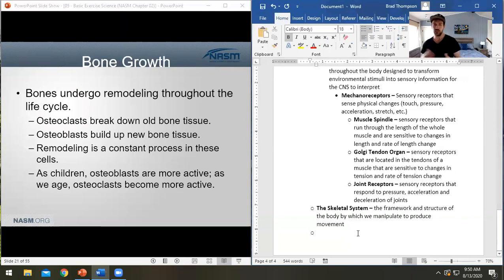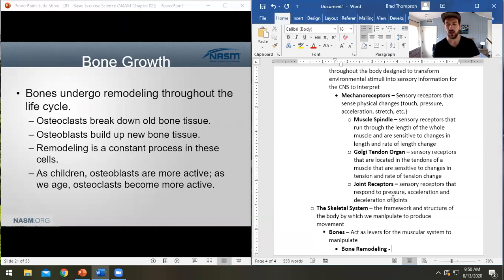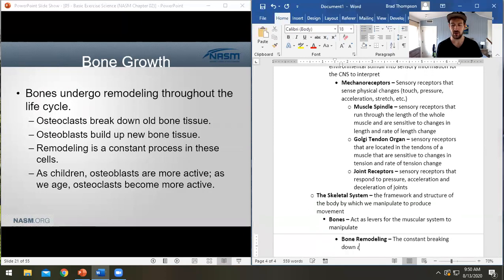So your bones, and we'll put the bones first, bones act as levers for the muscular system to manipulate. We'll get joints down in just a little bit, and then we'll get connective tissue down there in joints probably. So your bones constantly go through what's called bone remodeling, which is the constant breaking down and growth of bone tissue.